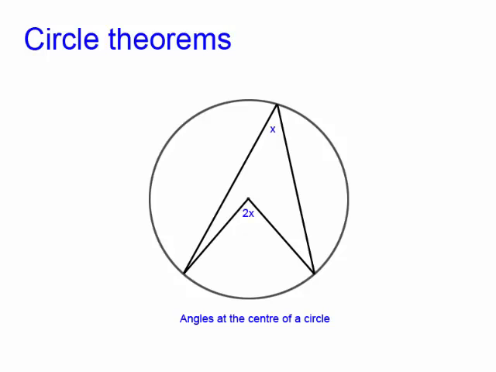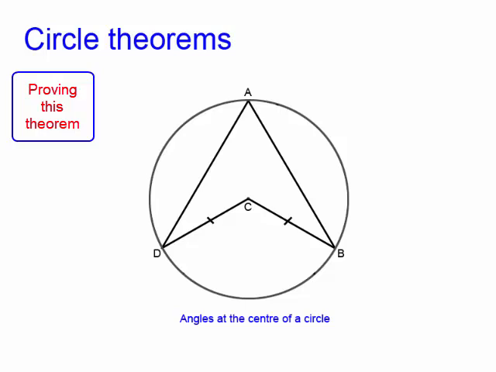The angle at the center of a circle is always twice the size of the angle at the circumference, provided the lines originated from the same points. If the angle at the circumference is x, then the angle at the center would be 2x. Sometimes we have to prove this theorem. In doing so, lines DC and CB are equal because they are both radii of a circle.